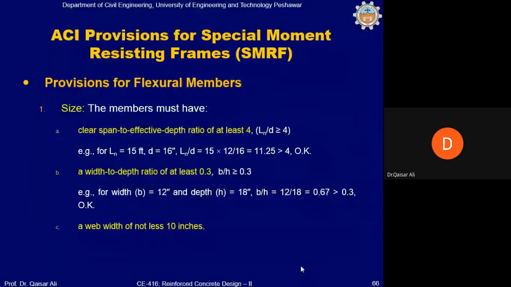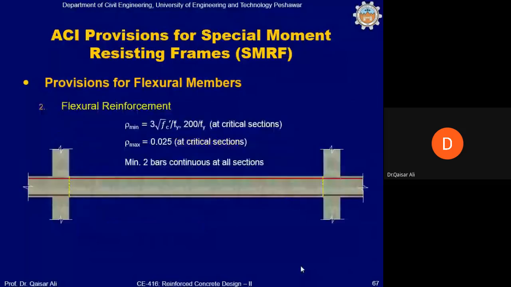Now on the reinforcement to be placed, there are provisions which are more or less similar to what you have already studied in the beam design, that the minimum reinforcement according to the code shall be equal to 200 divided by fy, or this equation. You know these two equations, you have studied them.